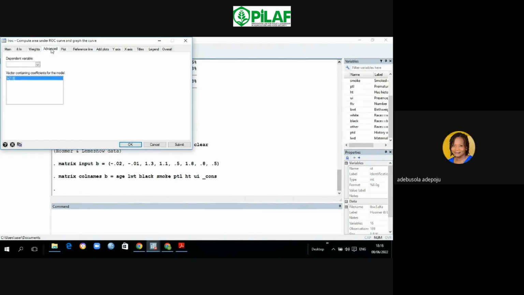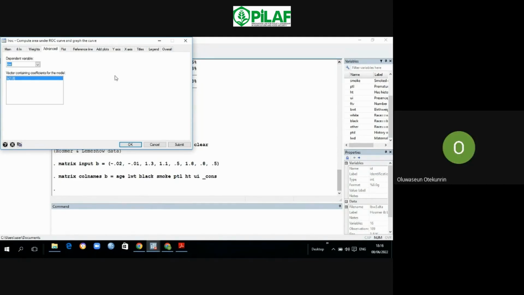Immediately you click that advanced, you will see dependent variable. Check that box beside the dependent variable. If you check our model, you see we say probability low is equal to 1. So our dependent variable is low. And then you see vector containing coefficients for the model. It's already there, based on what we have imputed.